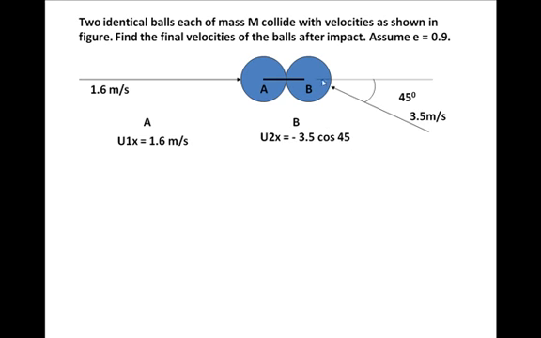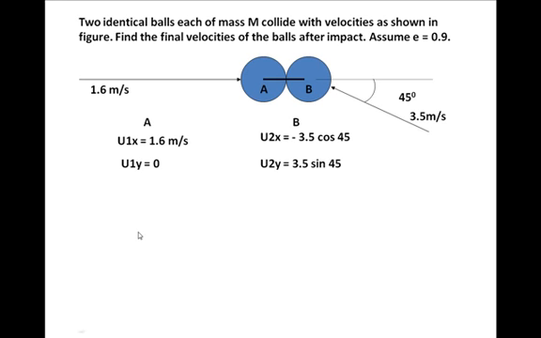Now, for body B, u2x, that is the velocity of the second body along the x direction, will be minus 3 cos 45. Now we write u1y. I think we will agree that u1y is equal to 0, because body A doesn't have any initial velocity in the y direction. Similarly, u2y will be 3.5 sin 45.